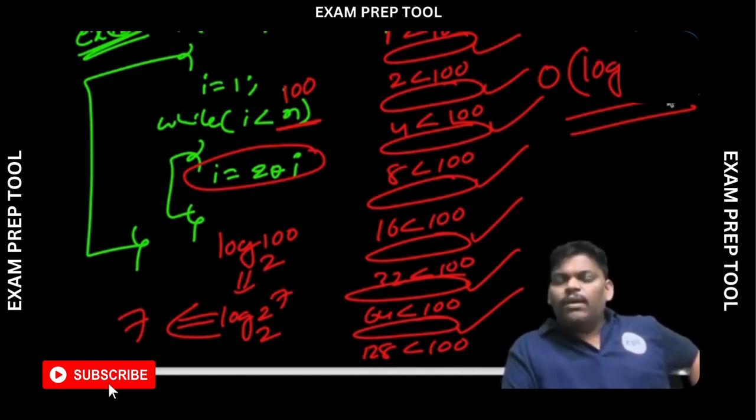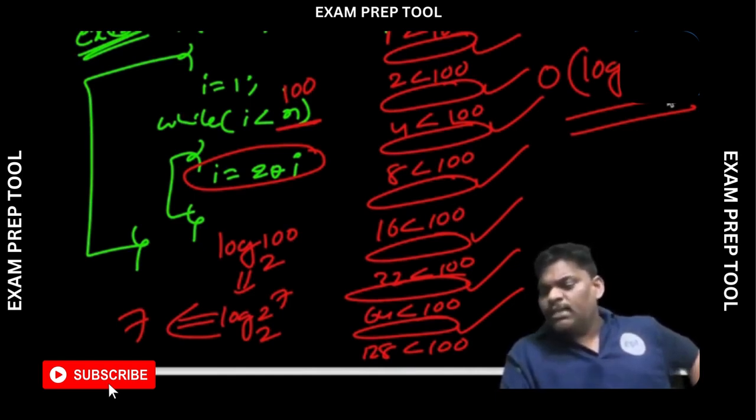Because you are always making it double, this loop will run very few times, log n. Because 1 lakh becomes 2 lakh in one round only, 2 lakh becomes 4 lakh in one round only, 8 lakh becomes 16 lakh in one round only. Because of that, this loop is going so fast, so the time complexity of this program is log n base 2.